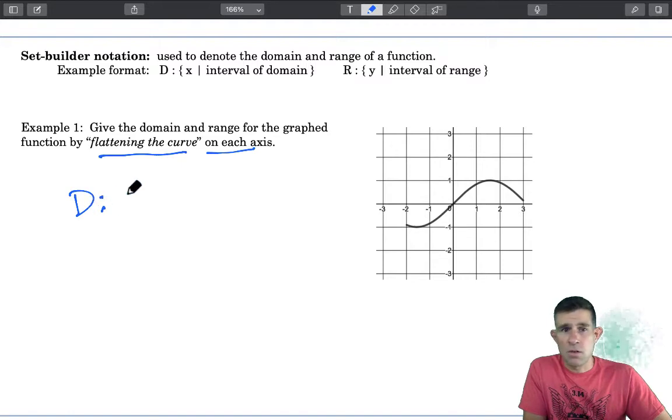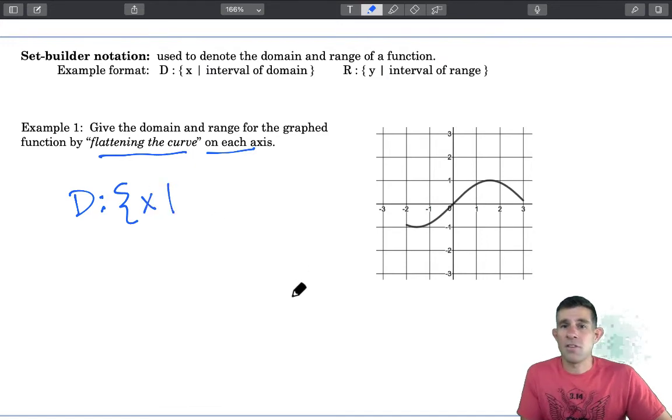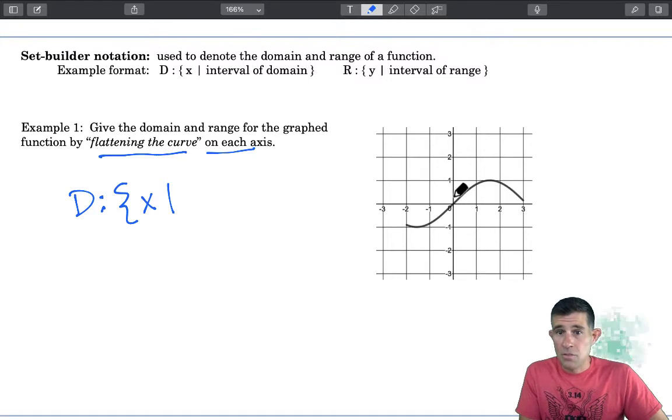We're going to say D: open brace. The brace looks like the face. X with a vertical slash. Now we're going to find that interval of our domain. So if we were to take this curve and flatten it on the x-axis, I would push all of these points up, and it looks like it would start here at -2, and I would push all of these points down, and it looks like here it would end at 3. So the domain of this function is in the interval between -2 and 3.